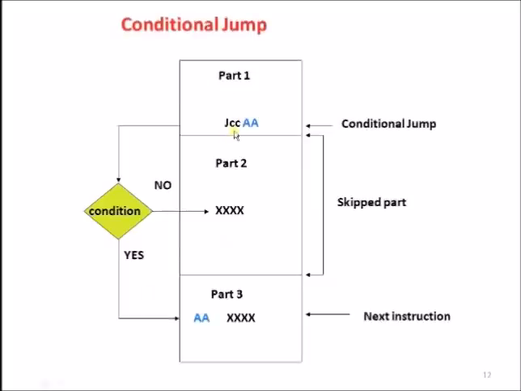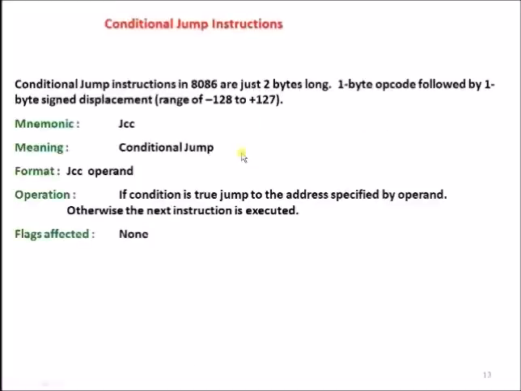Now the conditional jump will check one particular condition, and if that condition is true, only then the control will be transferred to the specific location. If the condition is false, then the next instruction after this conditional jump will be executed. Here the mnemonic is JCC, meaning conditional jump. The format, that is the syntax, is the jump instruction along with the operand. Operation: if the condition is true, it jumps to the address specified by the operand, otherwise the next instruction is executed. None of the flags are affected.